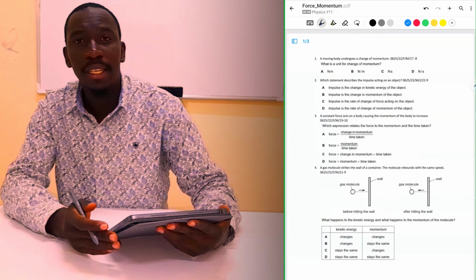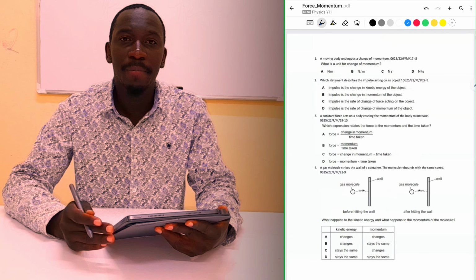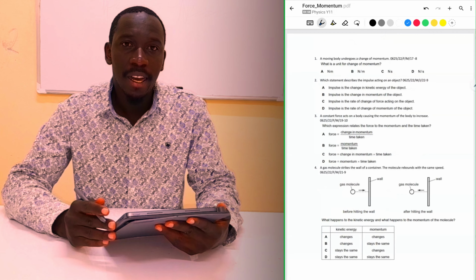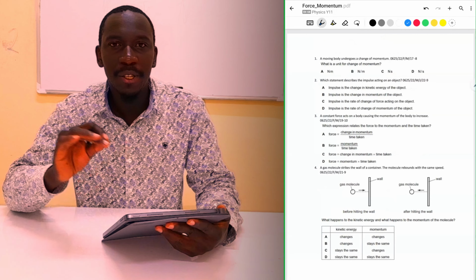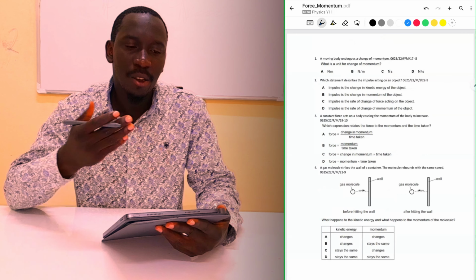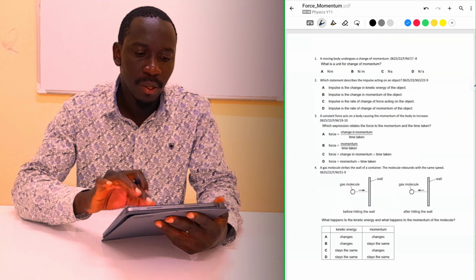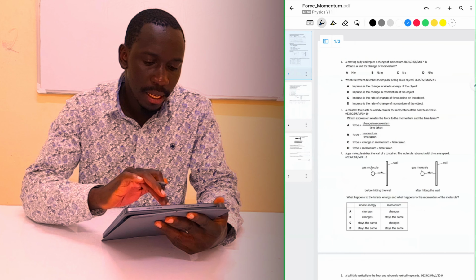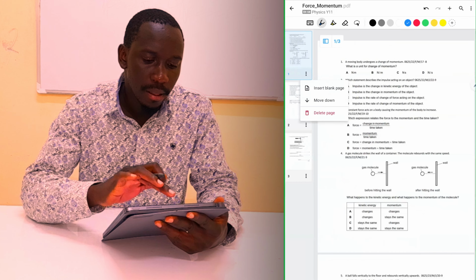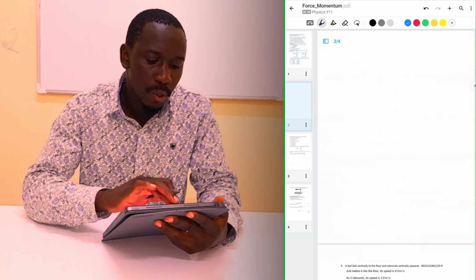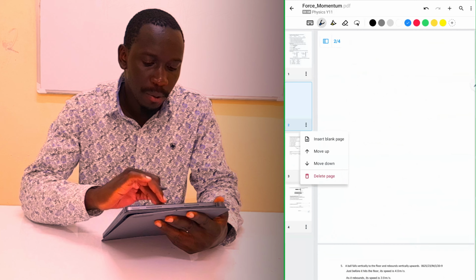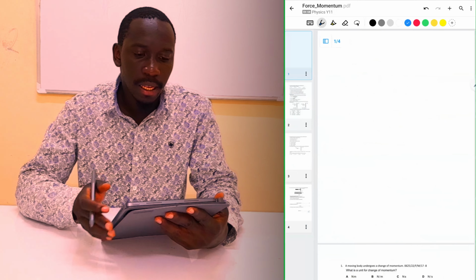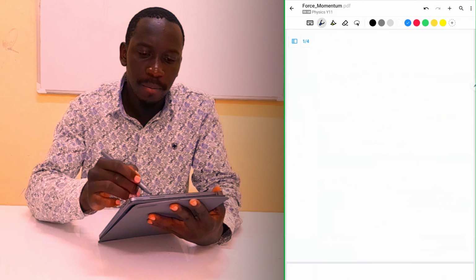So let's start. I have some questions here which will help us understand how momentum relates to the resultant force. Should you have any challenge with the definition of momentum, please check our website, or check the previous work that we have done. But before we look at these questions, we need to understand how momentum relates to the resultant force in terms of the equation. So I think that is what we can start with.